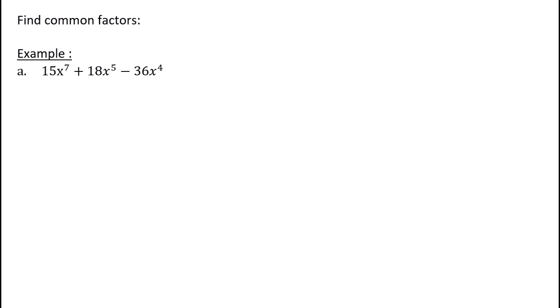Let's begin with finding greatest common factor. In this example, we have 15x to the power 7 plus 18x to the power 5 minus 36x to the power 4. And I will note that the common factor to each one of these terms is 3x to the power 4. So I'm going to use an equal sign to indicate what's coming next equals the original expression.